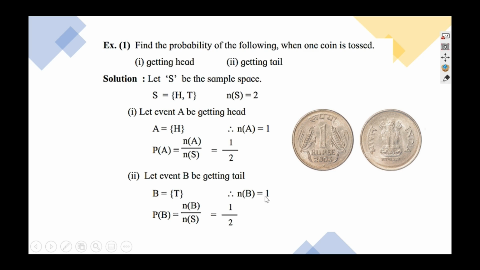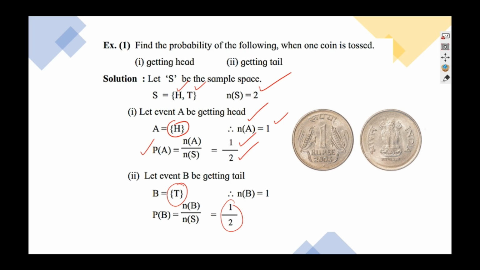Find out the probability of the following when one coin is tossed. When a coin is tossed, either it can be head or it can be tail. So we know that the sample space in this case is equal to 2, and which are they? Head or tail. So for the chance of getting A, that is the chance of getting head, the number of sample points is equal to 1, because there is 1 chance, and S is 2, so naturally it is 1 upon 2 is the probability of getting head. The same way, getting tail also will be 1 upon 2.